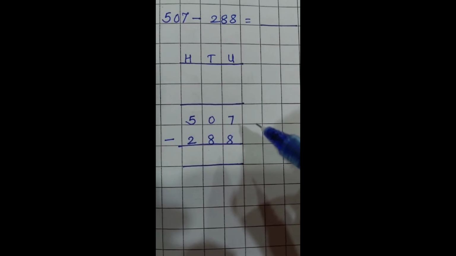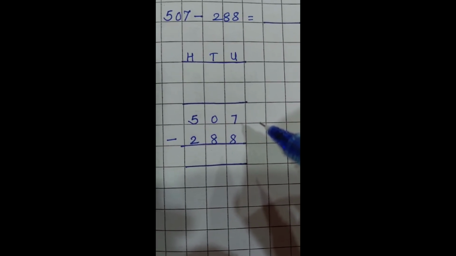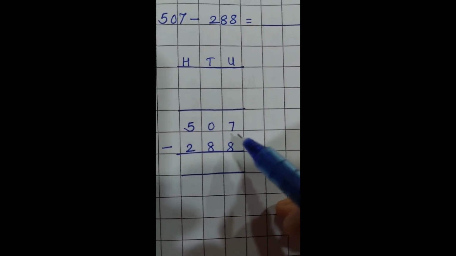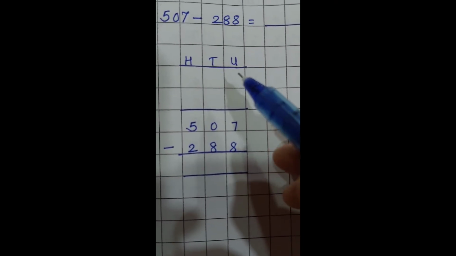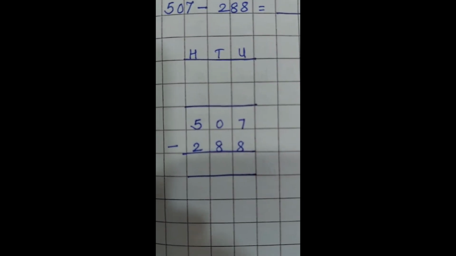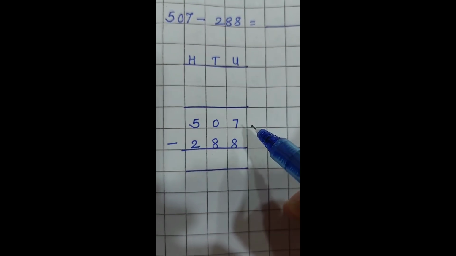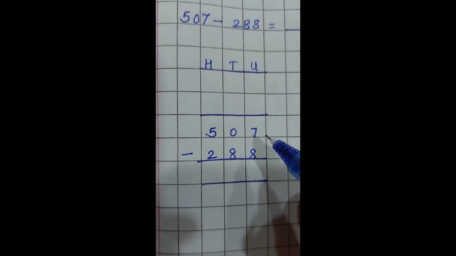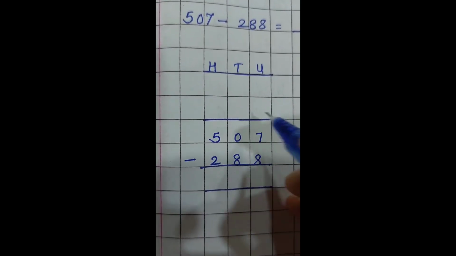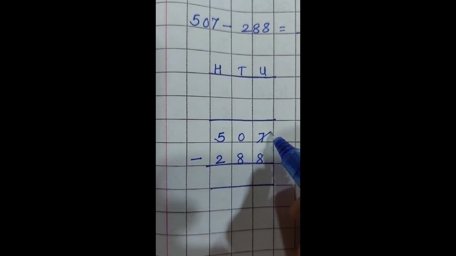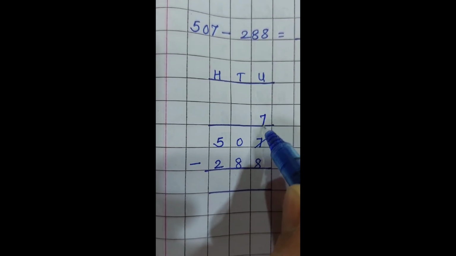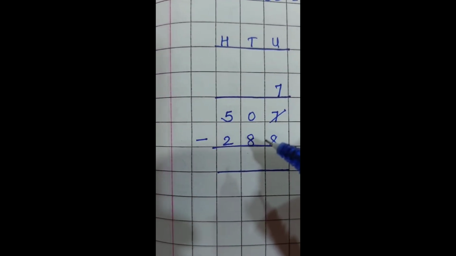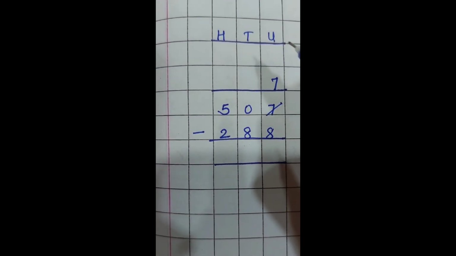Children, now let us solve this sum. 507 minus 288. First we arrange the numbers in vertical order. Then we begin subtraction from the units place. So 7 minus 8. Now 8 is bigger than 7. So we cannot subtract 8 from 7. So what are we going to do? We are going to cancel this 7 right over here. And we are going to borrow 1 from the tens place. So we have to untie tens.